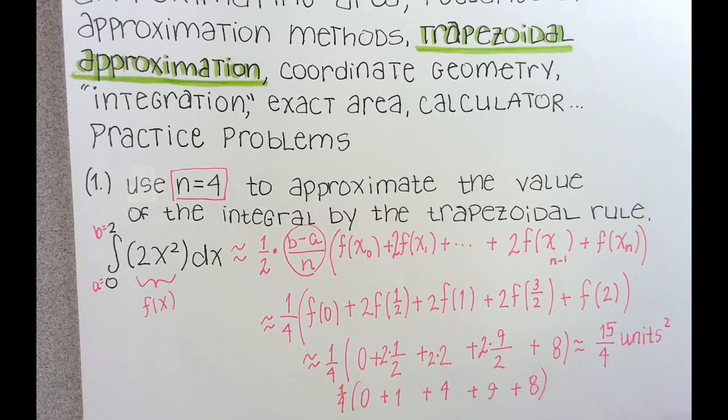And that's the 1/4 out front. That's 5. And 9 is 14 plus 8 is 22. 22 over 4 is 11 over 2. There we go. That looks more familiar to me. Okay, so I apologize. So right there, I have the area approximated using the trapezoidal approximation.